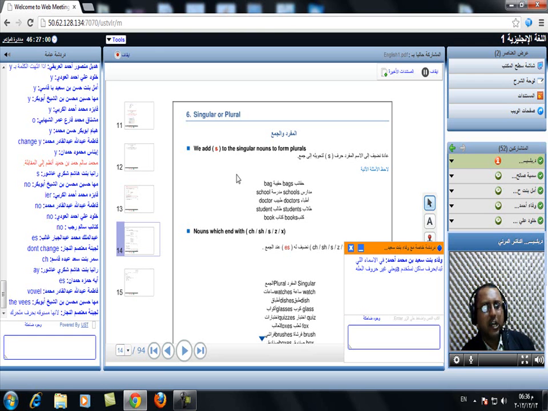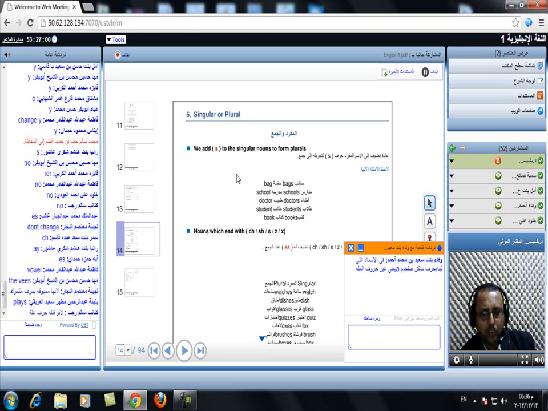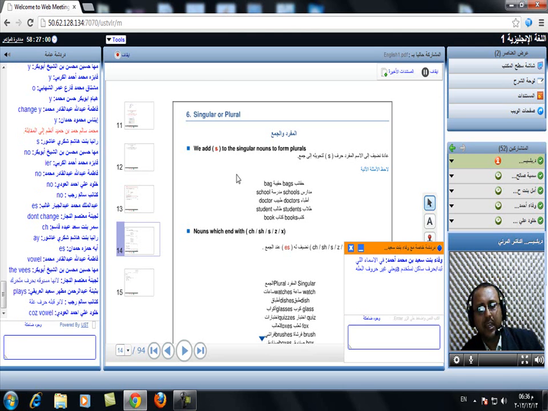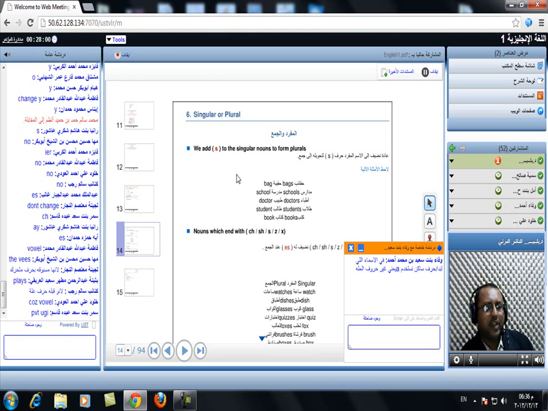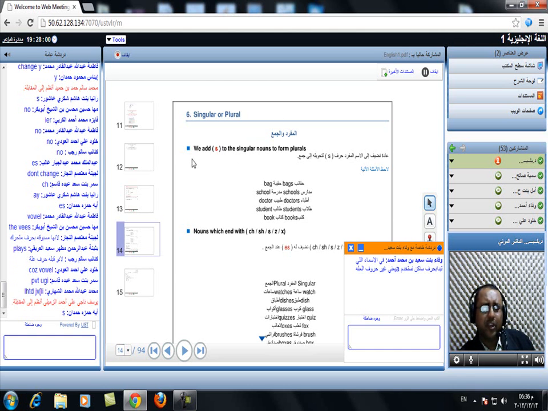Very good, Fatma. So if the verb ends with Y and it is preceded by a vowel, no need to change it into I. But if the verb ends with Y and it is preceded by a consonant, we have to change the Y into I and then write ES. So IES, like in study, S-T-U-D-Y. We have to change Y into I and then add ES. Okay.